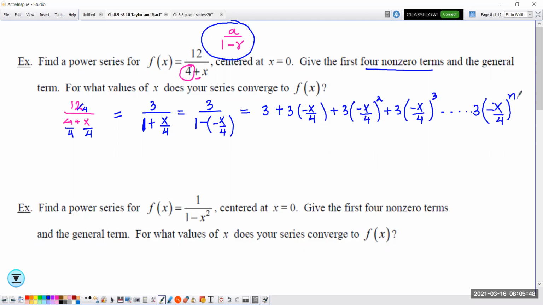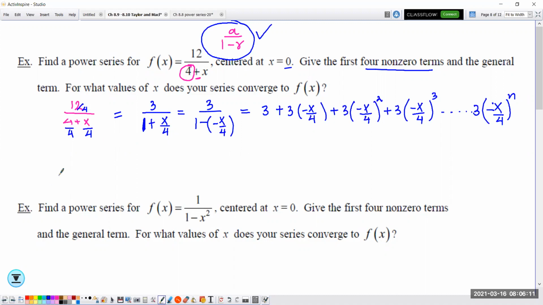Isn't this cool? Manipulation. You do not want to do this, finding all those derivatives. If we make a connection, the formula has to be a over 1 minus r with a center 0. Okay, so if I make a connection like this, what will be my common ratio r?